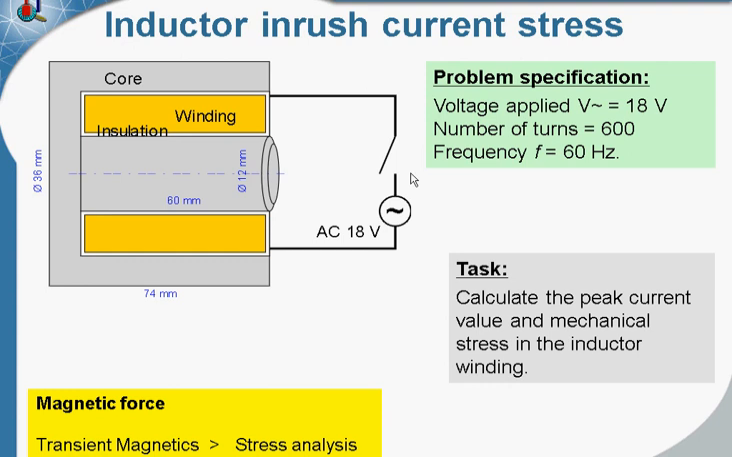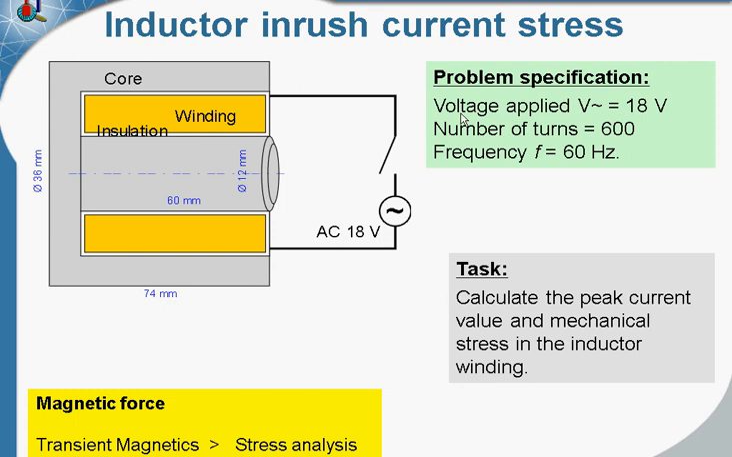When inductor is energized, the inrush current could be several times higher than normal full load current. Our task is to calculate the inrush current peak value and to compute mechanical stress in the winding.